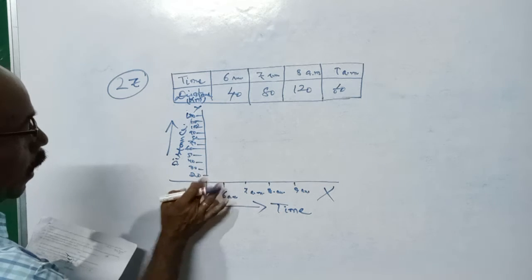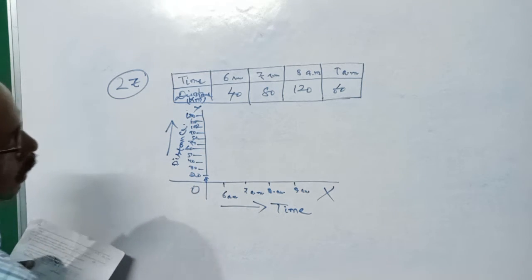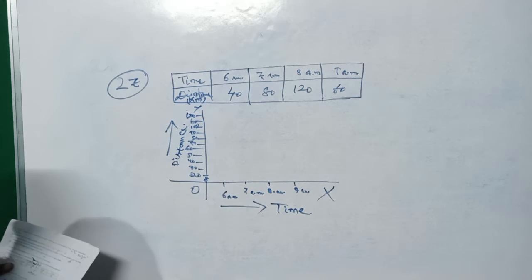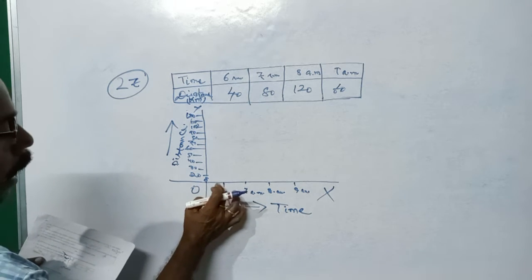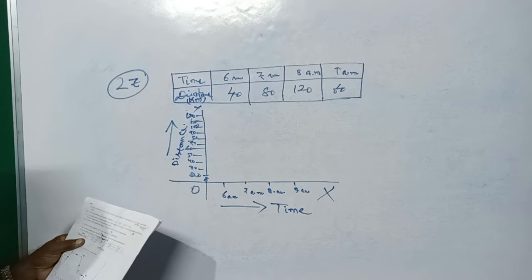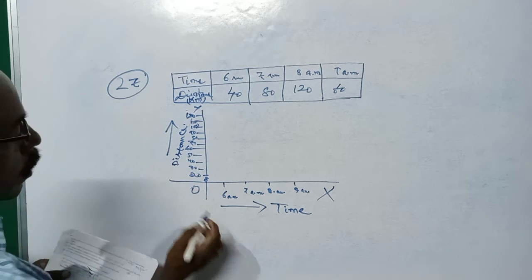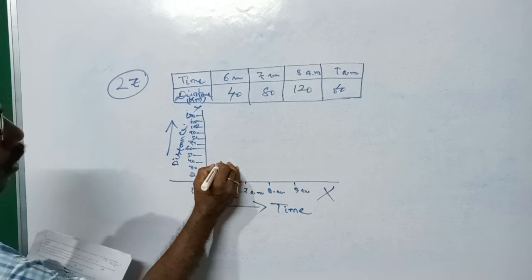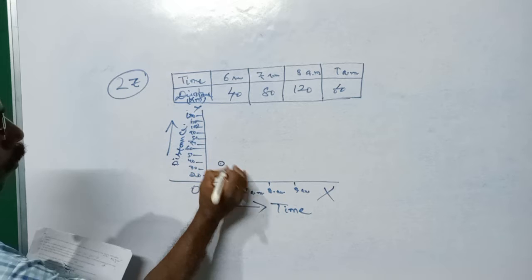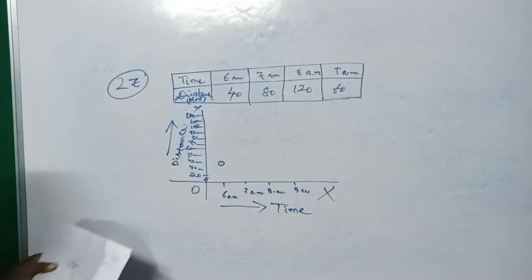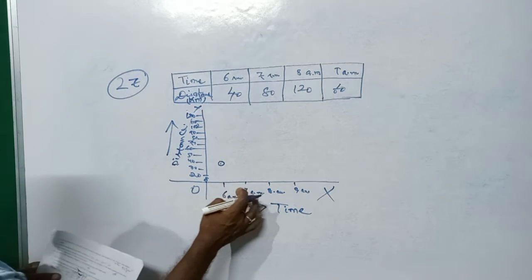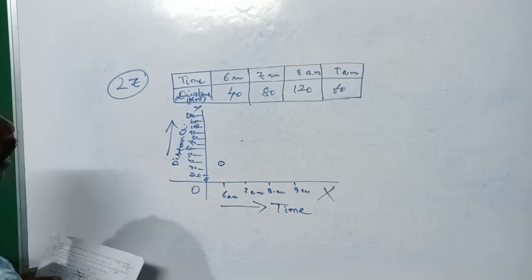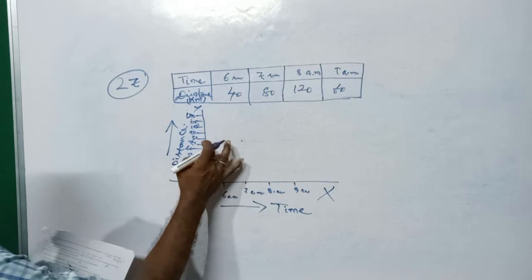Now say this is a zigzag way because it does not start from 0. This is zigzag. Now at 6 a.m. the car traveled 40 km. You see this is 40, so this point is called 6 a.m., 40 kilometer. Similarly at 7 a.m., 80 kilometer. This point is 7 a.m. and 80 kilometer.